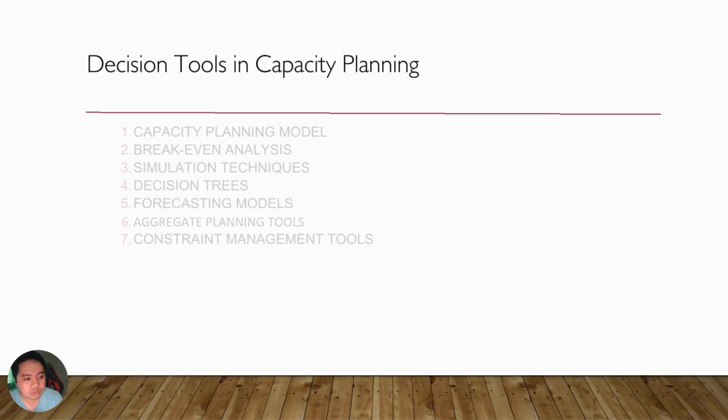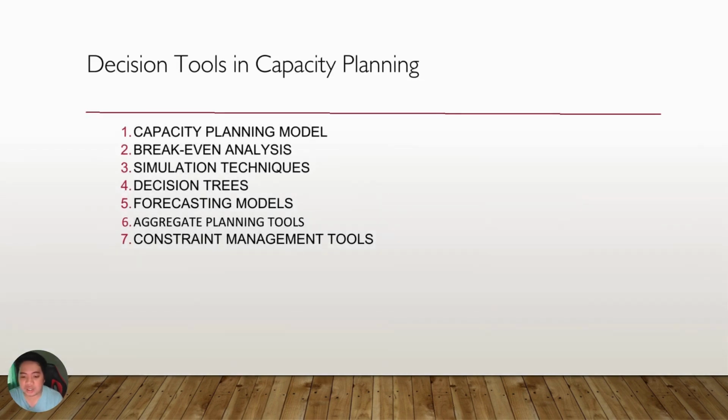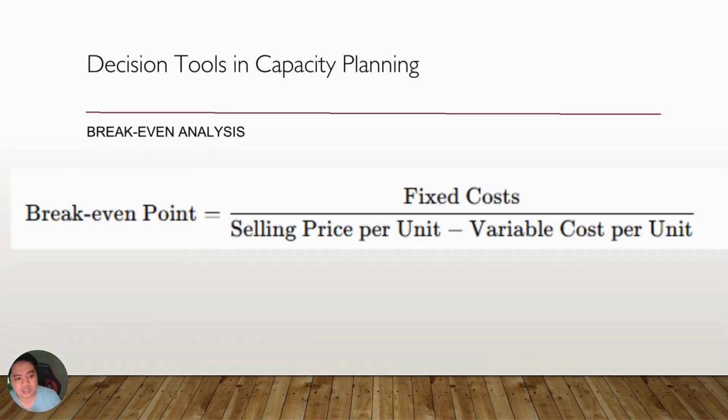Next tool is break-even analysis. What is break-even analysis? I also encountered this in my college years. To compute for the break-even point, or the point where the total revenue is equal to the total cost, no profit, no loss, that's the situation there. It is computed by total fixed cost over the selling price per unit minus variable cost per unit. After that, you will get your break-even point.